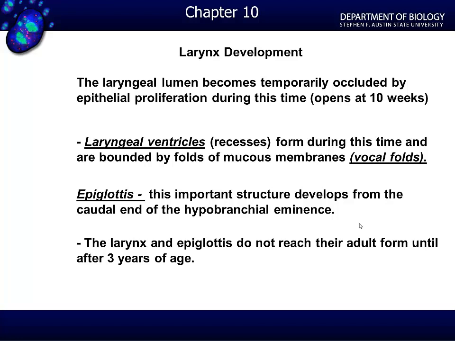Now, the larynx and the epiglottis, they're not going to reach their final adult position until about 3 years of age. And that's important because newborns, as you watch them, they can suckle a breast, so they can drink milk and breathe through their nose at the same time, primarily because of the structure of the pharynx and the laryngeal region.